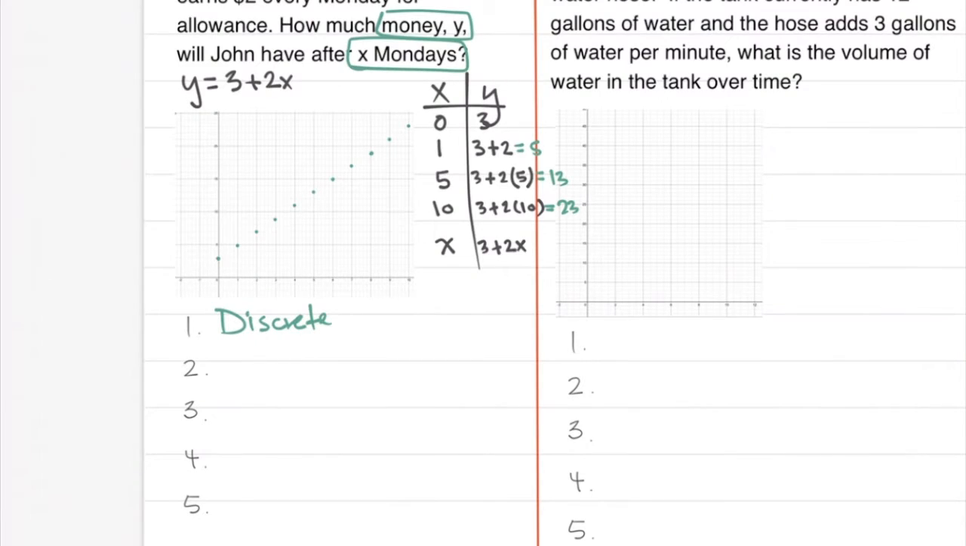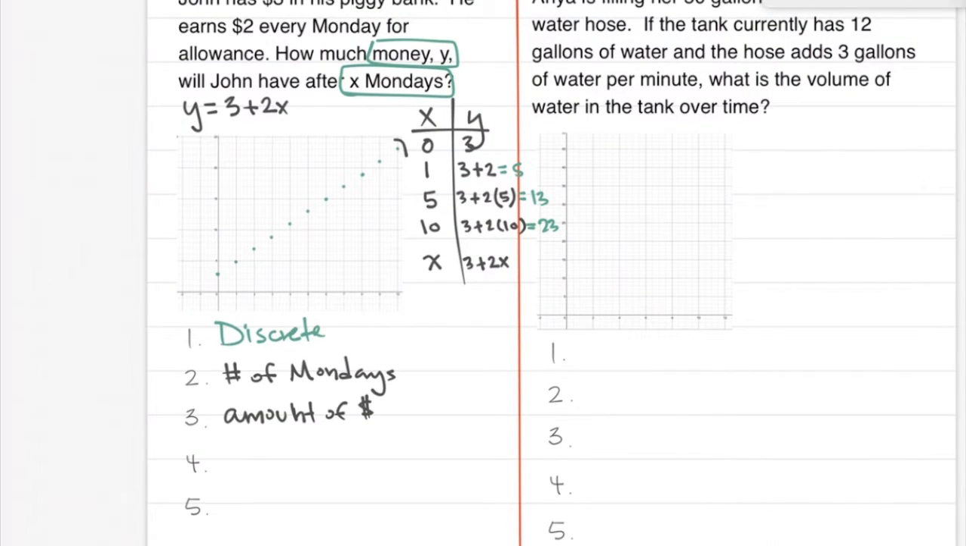Let's talk about independent and dependent variables. The independent variable, remember, independent variables go with our x values. So our x value here means the number of Mondays. So there's your independent variable. Your dependent variable is always your y value, so it's the amount of money that John has.